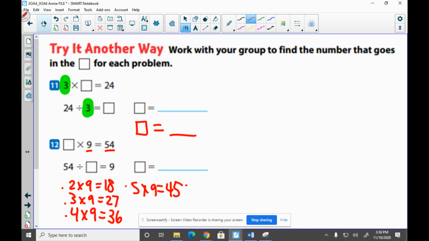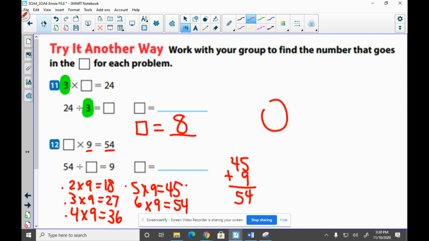So you should know that 3 times 8 equals 24, so box equals 8 in this problem. And if you did go on and add on 45 plus 9, one student in class did that today, and he found out that that's 54, which is what you're looking for. So that's adding 9 to this group, and that's repeatedly adding 9 six times. Or some students drew that out, and they made 9 groups, and they counted out 54.